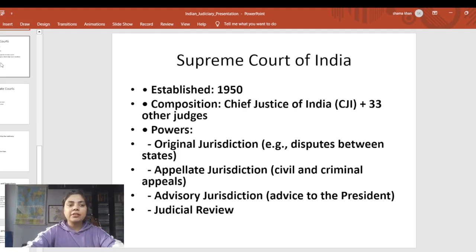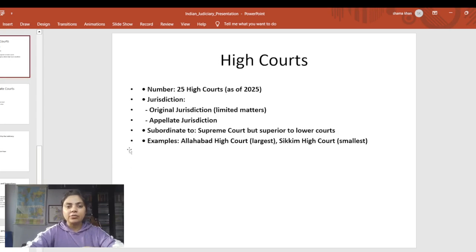Next we are seeing the High Court. I already told you that the number of High Courts as of 2025 is 25. The High Court also has original jurisdiction, but it is not as broad as the Supreme Court's, rather it is limited. It has appellate jurisdiction, subordinate to the Supreme Court but superior to the lower courts. For example, Allahabad High Court is the largest, while the Sikkim High Court is the smallest.